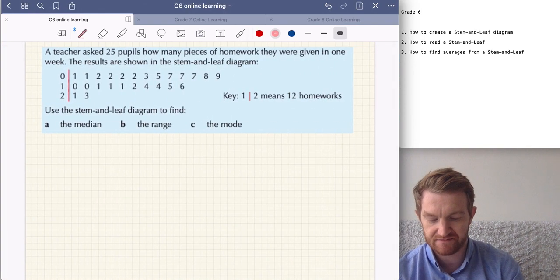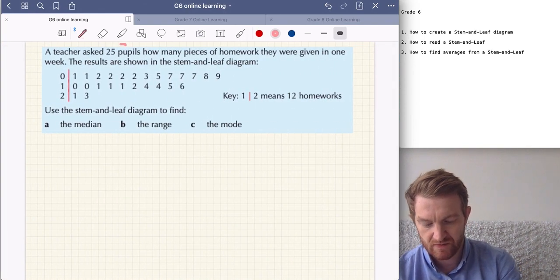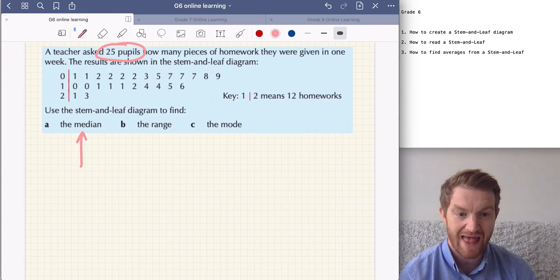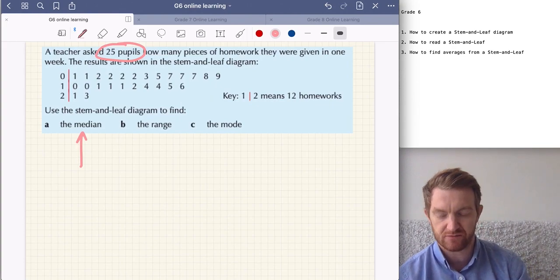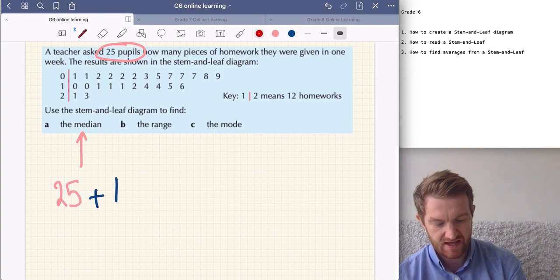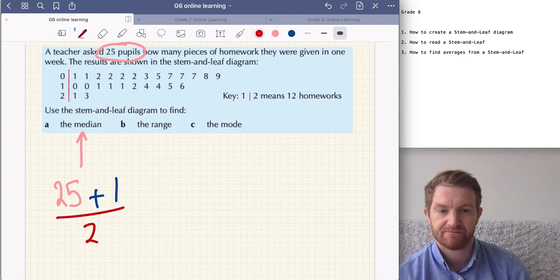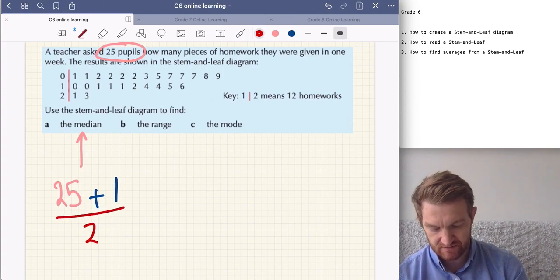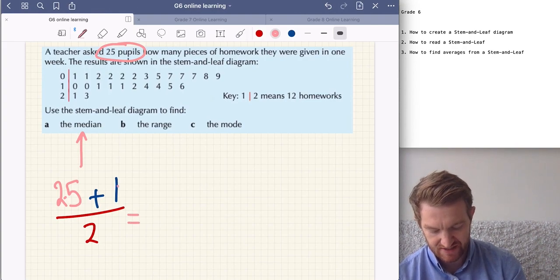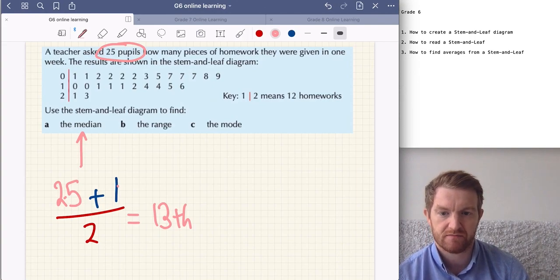So let's do the median first. There's 25 numbers. A little quick tip for you if you want to quickly find where you're going to look for the middle number when the data's in order. Take the number of values, you've got 25 pupils, and add 1 to it. Then divide it by 2. If you do that, so here we would get 25 plus 1 is 26, divided by 2 is 13. That tells us we want the 13th number.